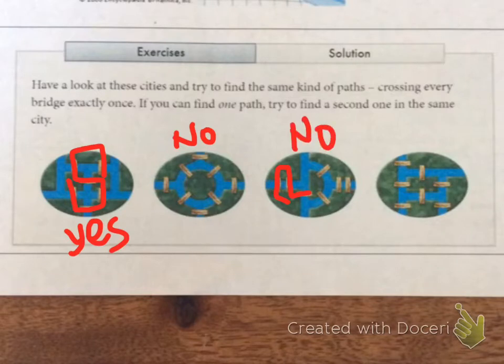Now let's look at this last one right here and see if I can figure this out. Maybe I'll start here.